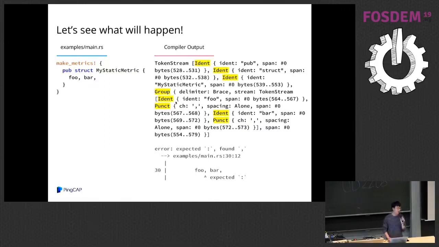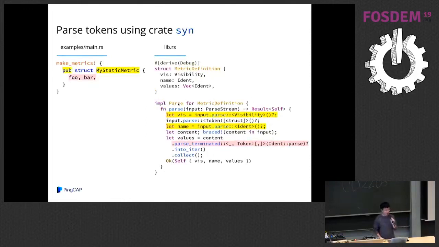Now you will write a function to transform these token streams into the token streams you want. So in order to do this, let's first parse it. Normally, we use a crate called syn to parse these tokens. For example, as you can see on the right, this is the syn parser implemented by ourselves. It's called MetricDefinition. It contains visibility, that is the pub. If you don't write pub, its visibility is different.